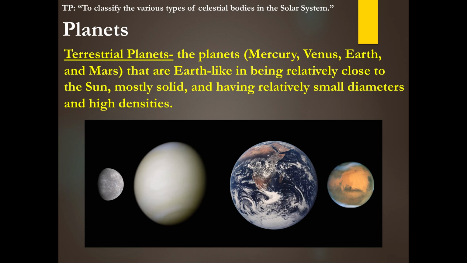Terrestrial planets. The planets Mercury, Venus, Earth, and Mars that are Earth-like in being relatively close to the Sun, mostly solid, and having relatively small diameters and high densities. Going from left to right, we have Mercury, Venus, Earth, and Mars. One cool thing here is that based on size, Earth and Venus are sister planets.